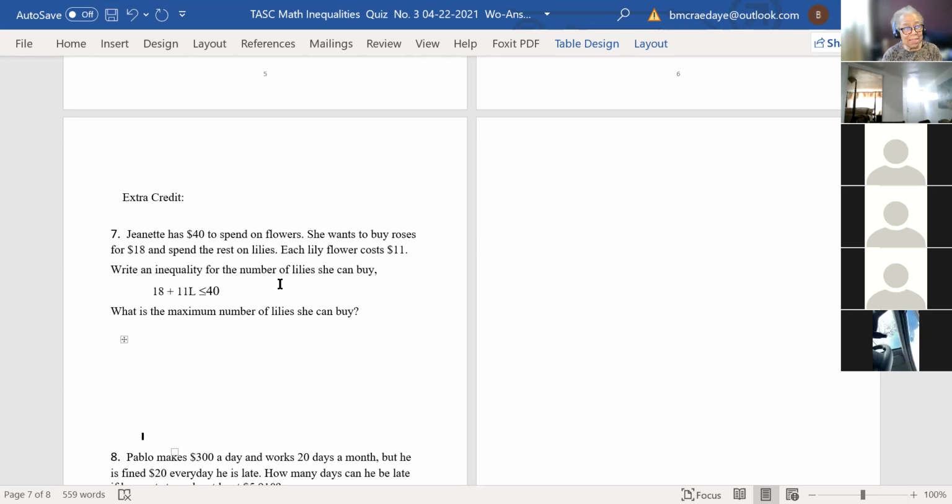Yes. At $11 each, you'd have to find 11 times the number of lilies to find the cost of the lilies that she buys. So you limited the number of lilies you can buy by having the 18 added to it, and that has to be less than or equal to 40. Now, Mercedes, how would I find the maximum number of lilies she can buy? In other words, how do I solve this inequality? Tell me. I can try.